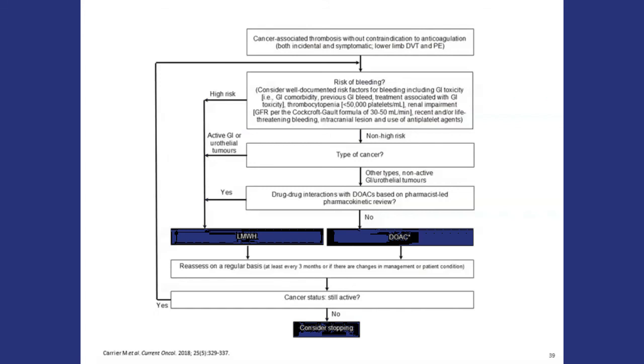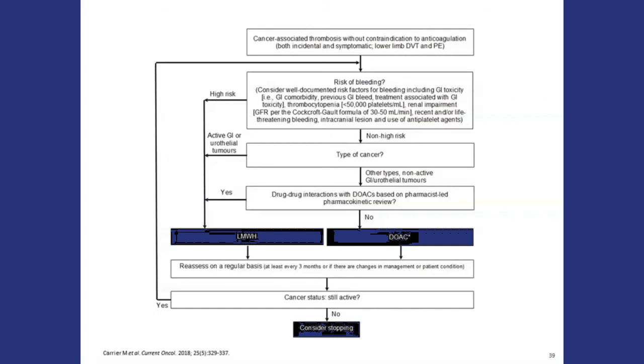But if you do find that a patient really doesn't have any major drug interactions and they're not high risk for bleeding, they don't have GI and GU cancers, I think it's very reasonable nowadays, given the current evidence that we have, that direct oral anticoagulants can be a very real choice for a large number of our cancer patients. But it does require reassessment. I like to reassess people every 3 months.